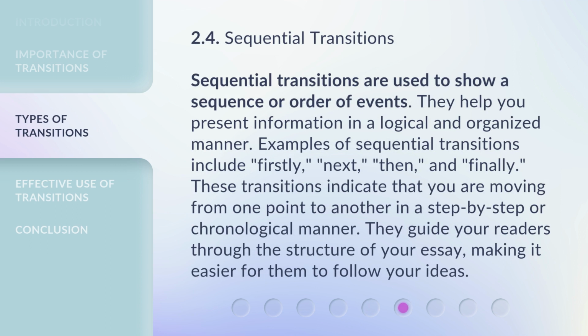2.4. Sequential transitions. Sequential transitions are used to show a sequence or order of events. They help you present information in a logical and organized manner. Examples of sequential transitions include firstly, next, then, and finally. These transitions indicate that you are moving from one point to another in a step-by-step or chronological manner. They guide your readers through the structure of your essay, making it easier for them to follow your ideas.